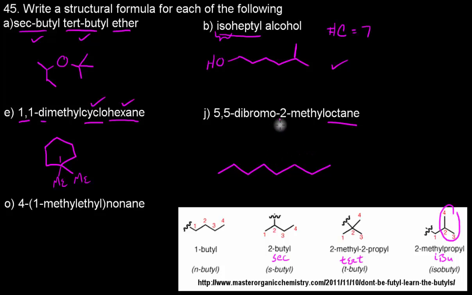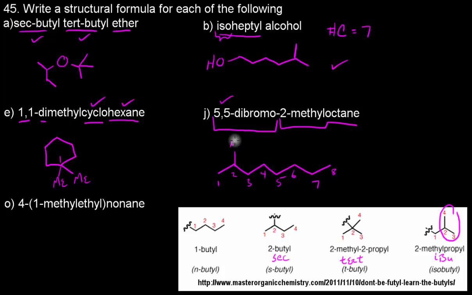So we have to attach two different groups. One is the 2-methyl, and the second group is going to be a dibromo group. And again, this is a very convenient situation where we have both of the bromos on a 5 position. So let's just go ahead and start counting. 1, 2, 3, 4, 5, 6, 7, 8. So let's go ahead and put our methyl on the 2 position. So now here's our methyl group on the 2 position.